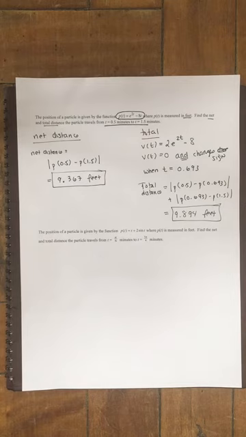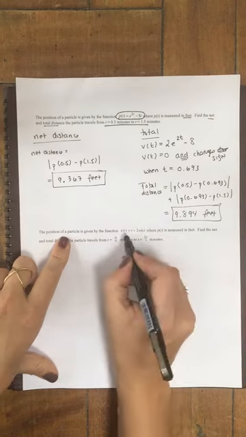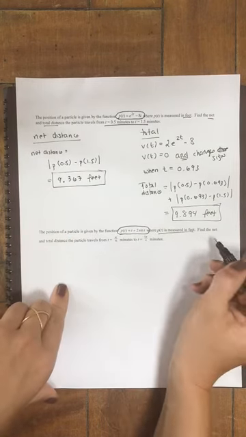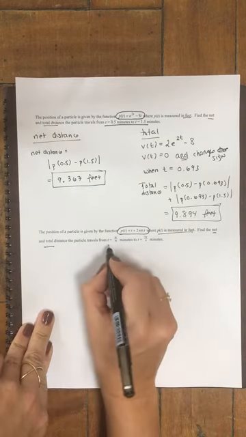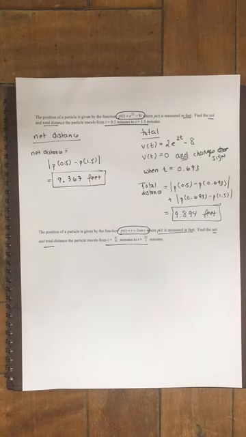Okay, one more example for you. The position of a particle function. This is the position measured in feet again. Find the net and total distance the particle travels from pi over 6 to 5 pi over 4 minutes.